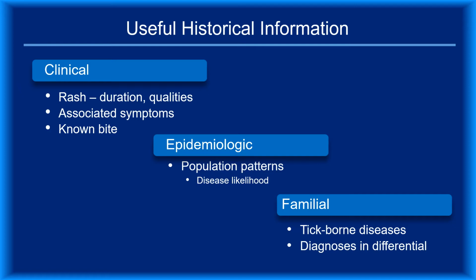Her family history may provide useful information. You might discover a predisposition towards an alternative diagnosis in the differential, or you may learn that another family member had Lyme disease or another tick-borne illness. Because family members tend to have similar exposure to ticks, a positive history in one would make Lyme more likely here.